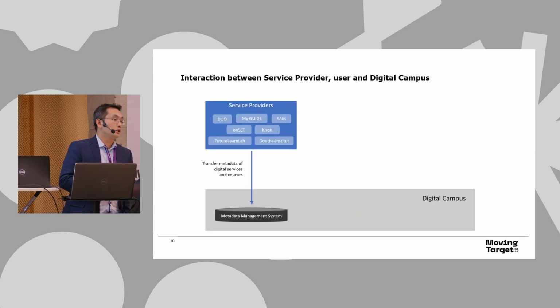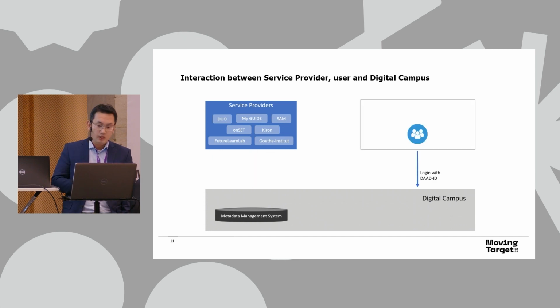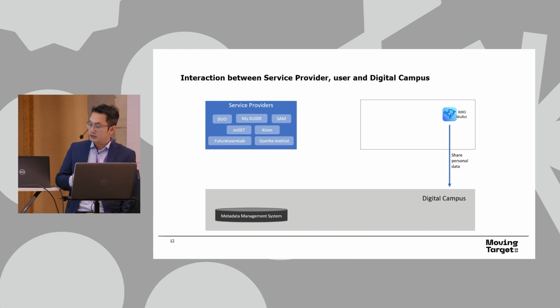Next, I would like to describe the interaction between the service provider, the users, and the digital campus. The precondition is that all connected service providers transfer their metadata of the digital services and courses to the DC. As I mentioned before, the user can log in with the DAAD ID to the digital campus, and if they want, they can share the personal data with the digital campus.